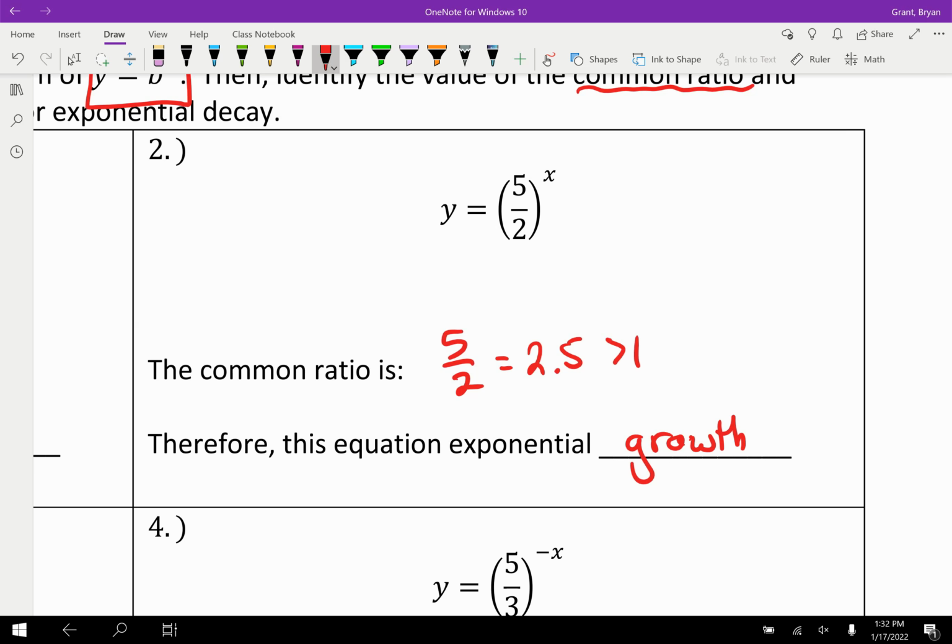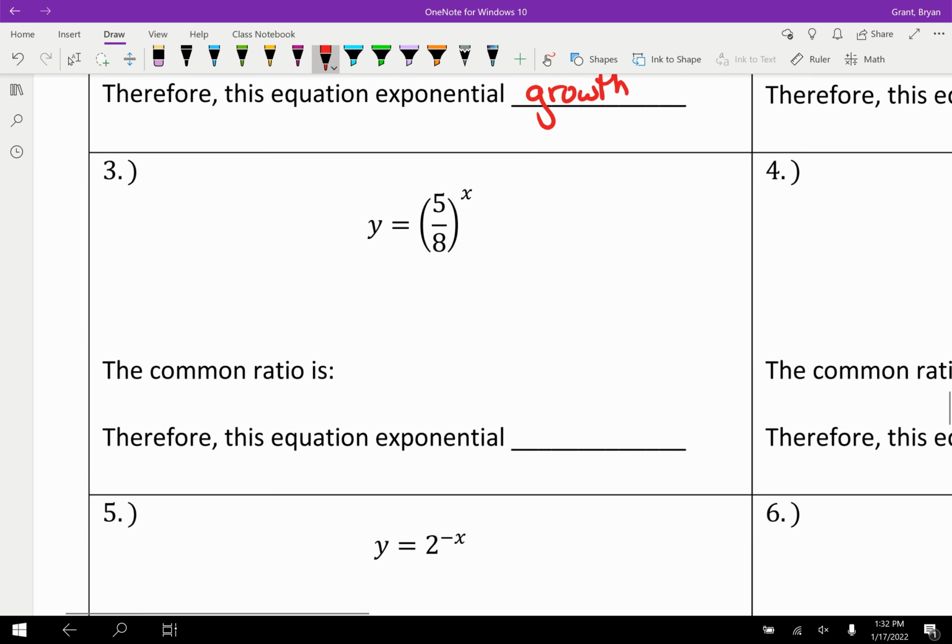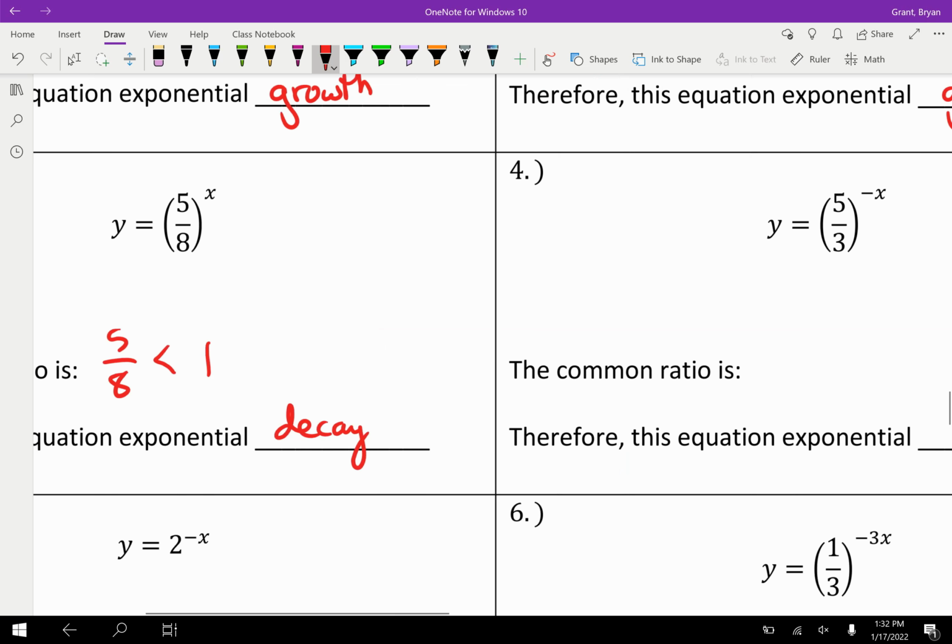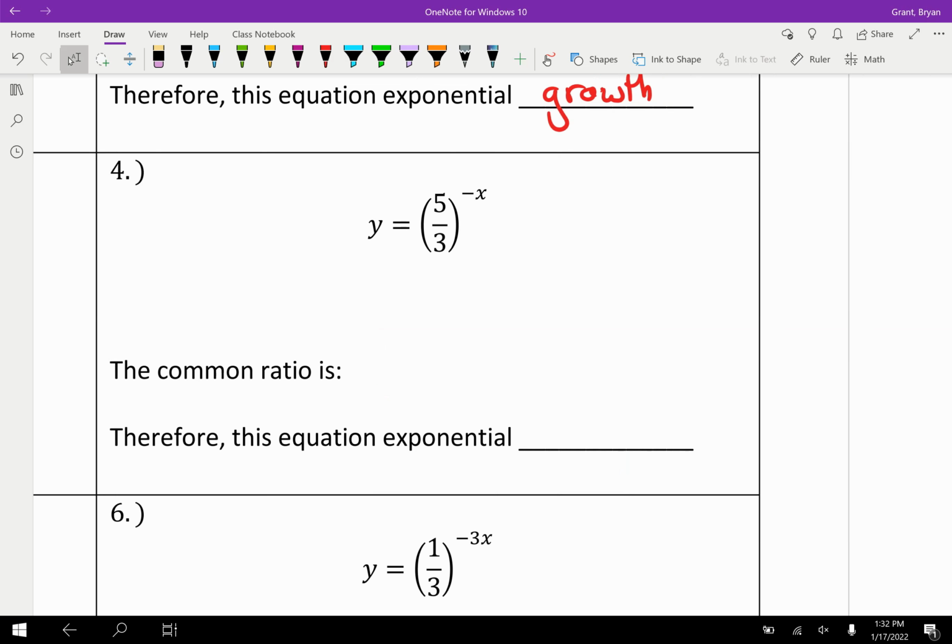It doesn't. Third one, 5/8 to the x power, common ratio. All right, but then is 5/8 greater than 1, less than 1? Well, $5 split among 8 people, that to me sounds like it's going to be less than 1. This is decay. You could have also found that decimal. It's like 0.625, something like that. And it would also show you that that is less than 1. But now the real tricks begin.